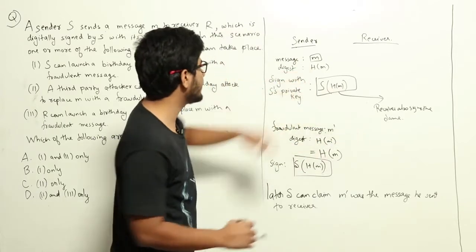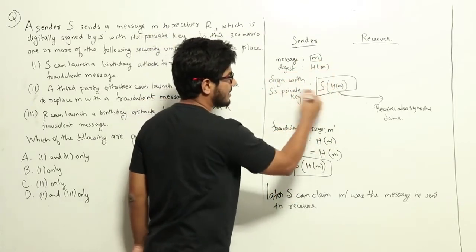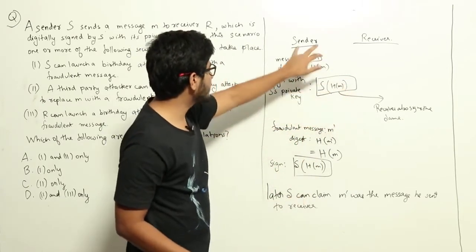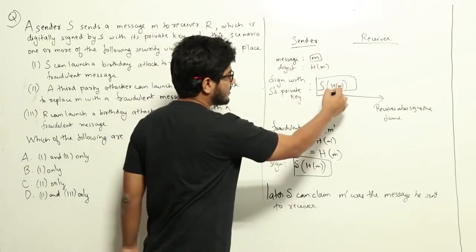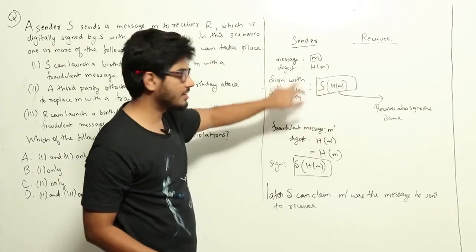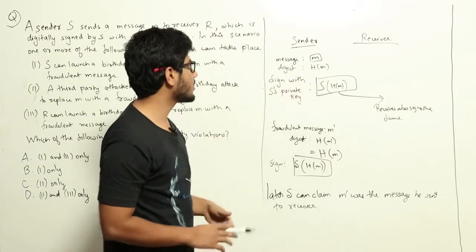So the receiver will have this message and the hash and also the signature signed by the sender. Now the receiver can use S's public key, and using that it can decrypt this and get H(M) back, and it can see that it was actually signed by the sender S. And the receiver may further sign it in order to close the contract.